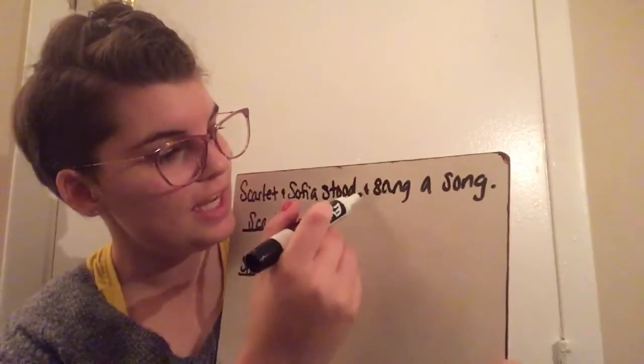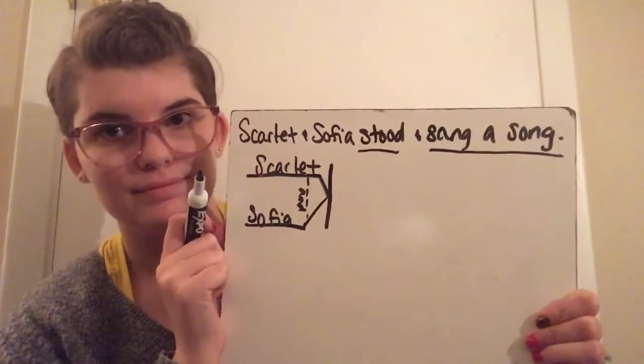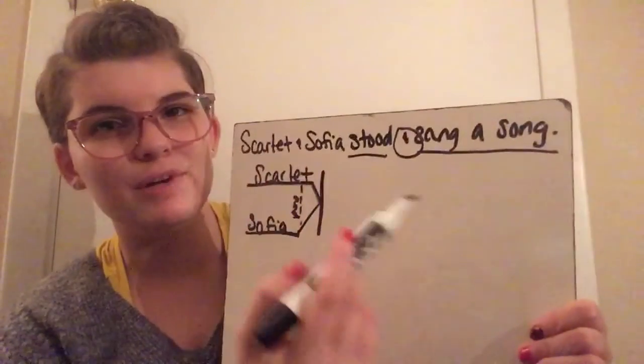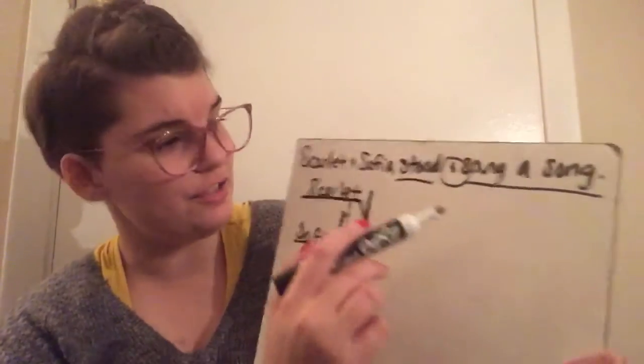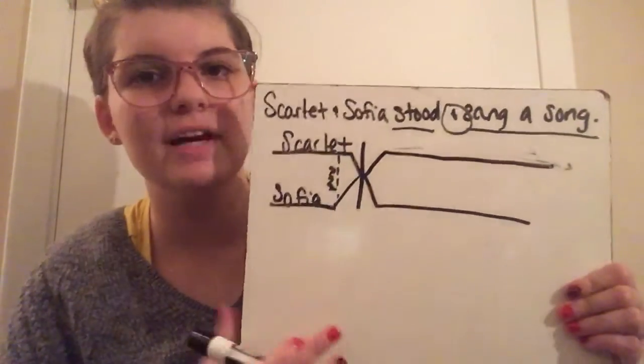Now let's look at the rest of it. Stood and sang a song. This one's going to be pretty simple too. So I see my and. That's going to kind of separate my 2. Now you know there are 2 predicates. So we're going to do our 2 offshoots again. Oop, that is too high. It's going to run into the sentence. I know it's very close to the sentence. I'm very sorry about that.